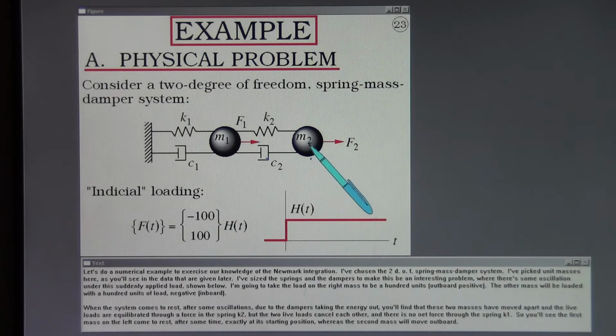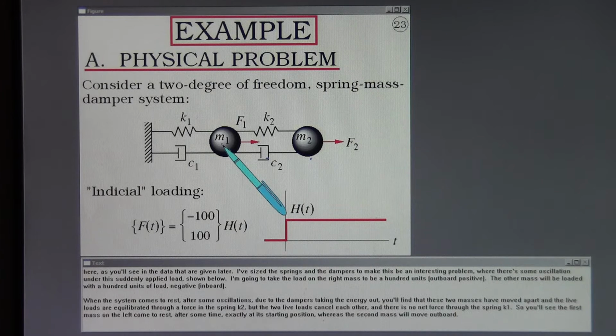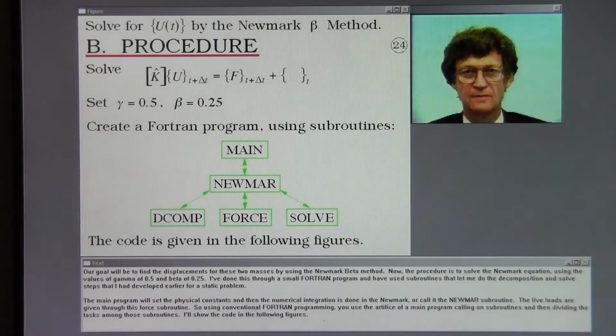I'm going to take the load on the right mass to be 100 units outboard positive. The other mass will be loaded with 100 units of load negative inboard. When the system comes to rest after some oscillations due to the dampers taking the energy out, you'll find that these two masses have moved apart and the live loads are equilibrated through a force in the spring K2, but the two live loads cancel each other and there's no net force through the spring K1. So you'll see this first mass on the left come to rest after some time exactly at its starting position, whereas the second mass will move outboard. Our goal will be to find the displacements for these two masses by using the Newmark Beta method.